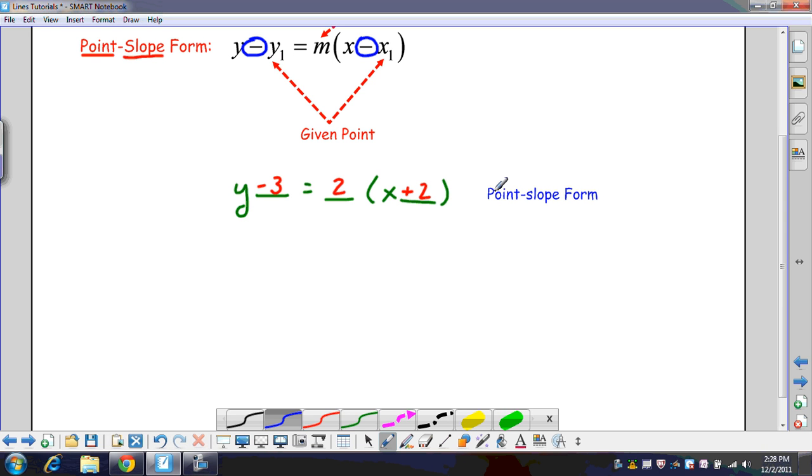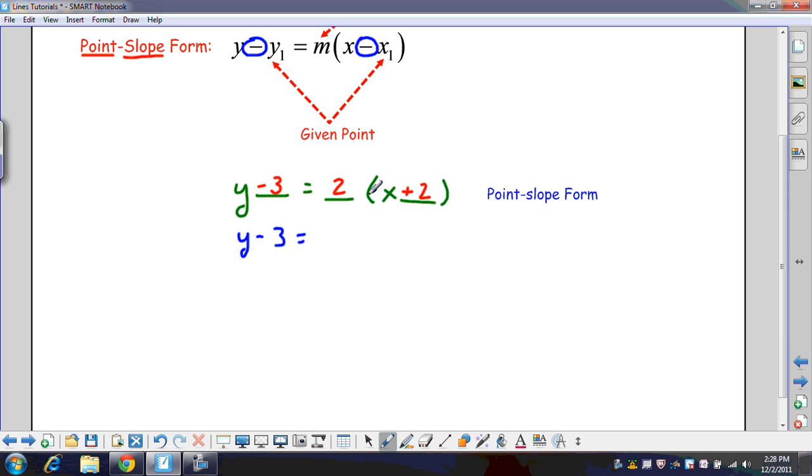Typically, though, we're being asked to do a little bit more. We're probably going to be asked to go all the way to slope-intercept form, for example. If you're being asked to go to slope-intercept form, here's what you would have to do. It's a two-step process. I'm going to take what I just came up with, and I'm going to keep going. So I'm going to have y - 3 equals, and I'm going to distribute my 2. So I'm going to get 2x plus 4.